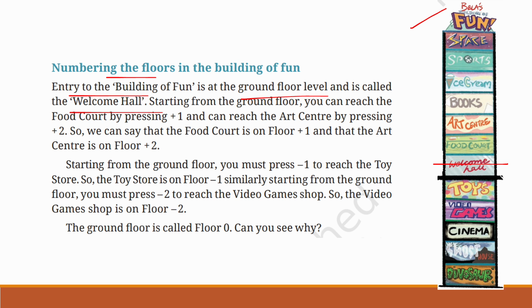Starting from the ground floor, you can reach the food court by pressing plus 1. See, this is the food court. So from welcome hall, you can reach food court by pressing plus 1. And you can reach the art center by pressing plus 2. So, if you want to reach art center from welcome hall, you have to press plus 1, plus 2. Okay.